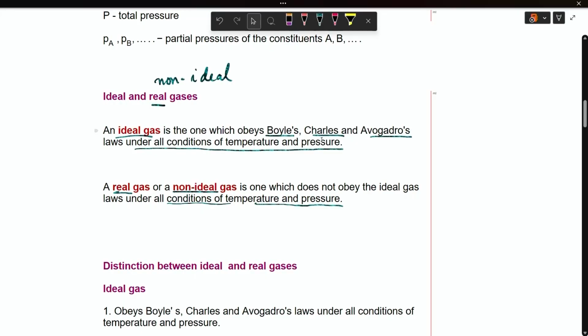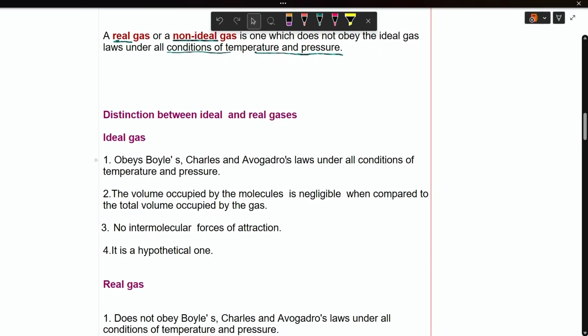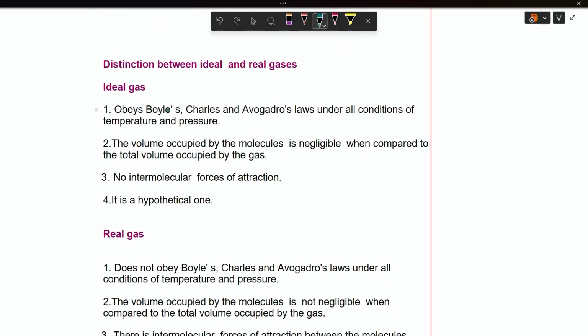Now, how will you distinguish these two? We will just see the points. First, the ideal gas. It obeys Boyle's law, Charles' law and Avogadro's law under all conditions of temperature. It is not simply at a single temperature or pressure, but under all conditions, whether the temperature is high or low, pressure is high or low, immaterial. Under all conditions, the gas should strictly obey Boyle's law, Charles' law and Avogadro's law. Such a gas is known as an ideal gas.